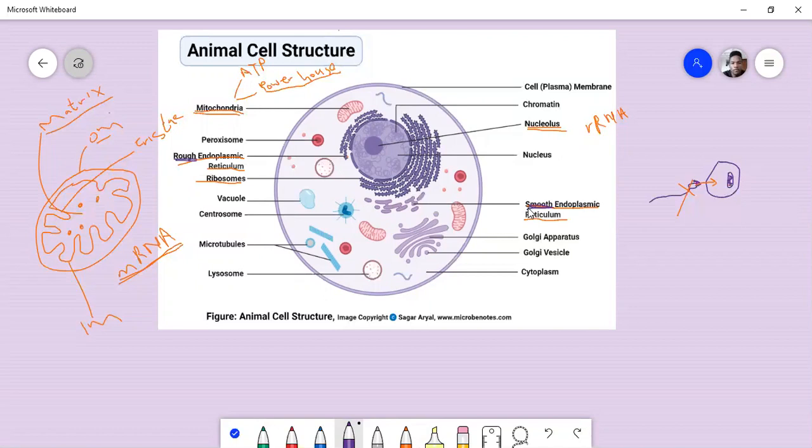And then what you have to know is that your endoplasmic reticulum is like a tube. Like you can see these things, it's like tubes. Your endoplasmic reticulum is just a fluid-filled channel or fluid-filled tube, right? It is continuous with the nuclear envelope.